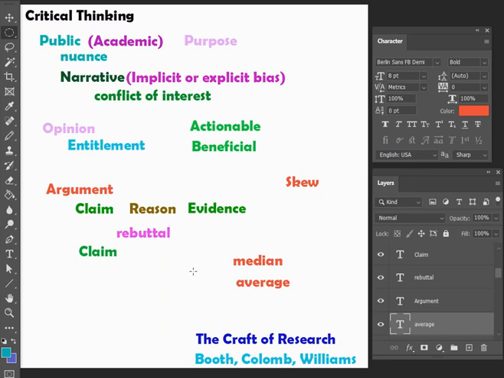So if there are 10 people in a classroom, and they're going to have these numbers, here, I'm going to add them up, and then I'm going to divide by 10. That number is going to be higher than 6, which is the median.